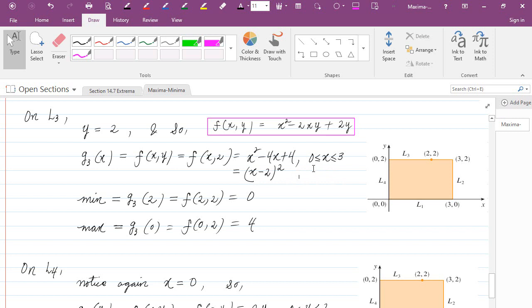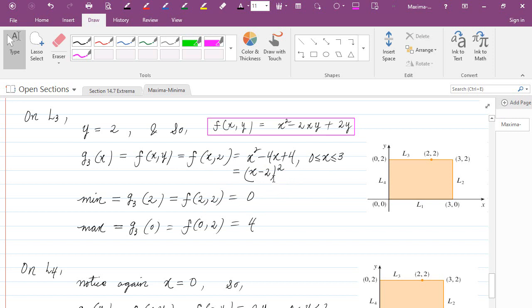Well, that would be at 0, because when x is between 0 and 3, among these values of x, 0 is farthest away from 2. So the maximum would be when x is 0. When x is 0, we get f of 0, 2, which is 4. And the minimum would be, well, you want the distance from x to 2 as small as possible. If you pick x to be 2 here, then you get 0. So that would be the minimum. So when x is 2, f of 2, 2 is the minimum on L3.